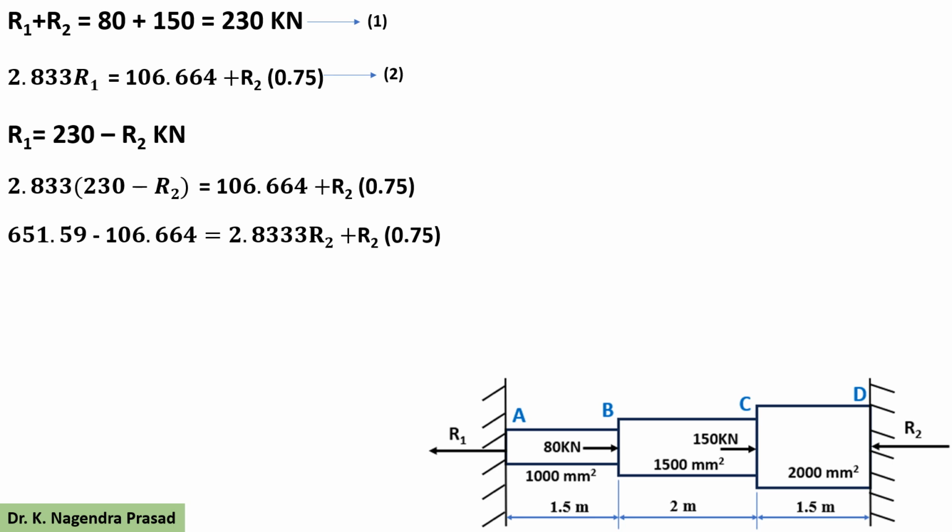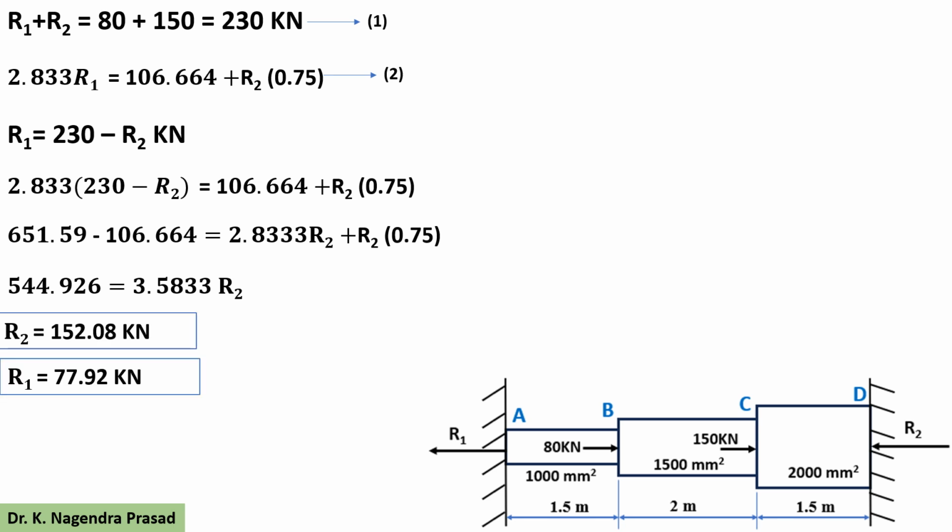So from this equation we can write 2.833 into 230 equal to 651.59, minus 106.664 equal to 2.833 R2 plus R2 into 0.75. So from this we can write 554.926 equal to 3.5833 R2. Then R2 equals 152.08 kilonewton. Then substitute the R2 value in equation 1.